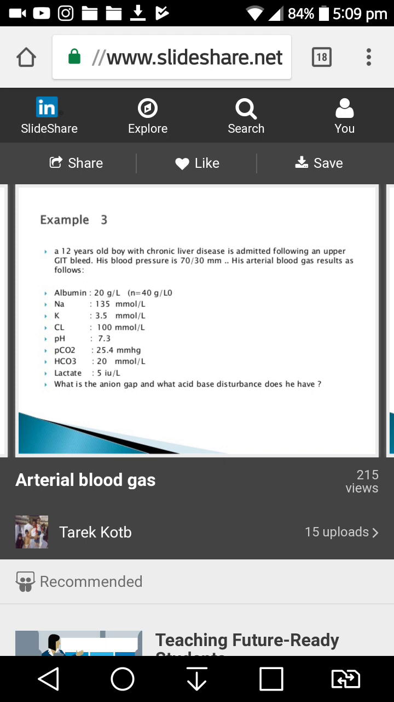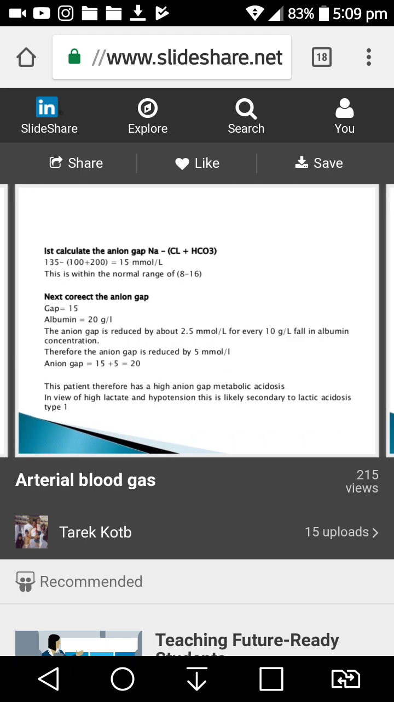Here you have high lactate and you have low albumin. If we calculate the anion gap, which is sodium minus chloride plus bicarb, we'll see the formula like this. If we take the sodium only, 135 minus 100 plus 20, this will give you 15 millimole. And we said the anion gap, if we didn't add potassium, normal is from 8 to 16, but here the gap is 15, but albumin is 20, means from the normal it's fall 20.